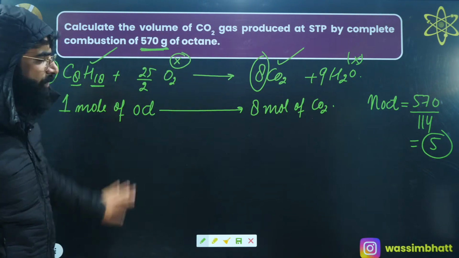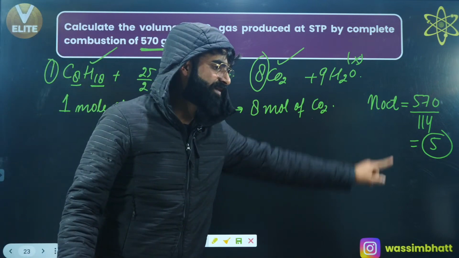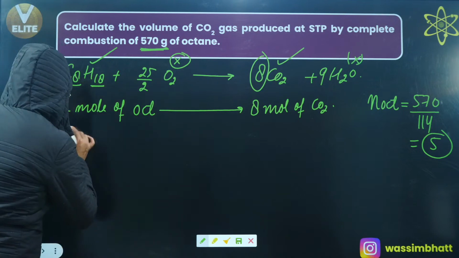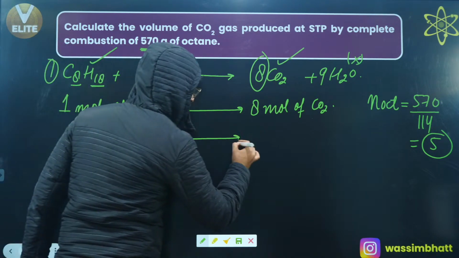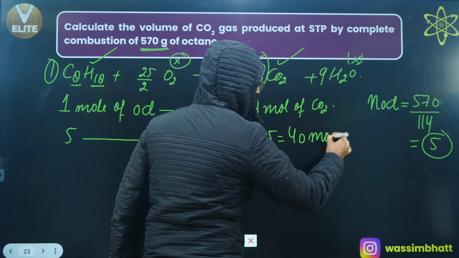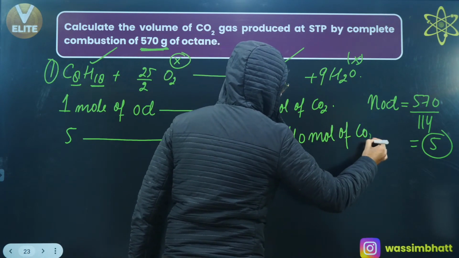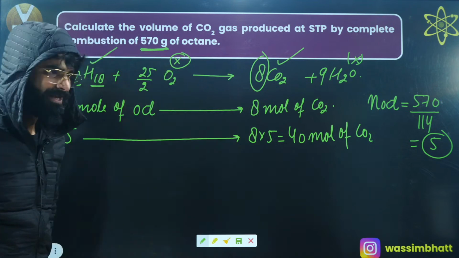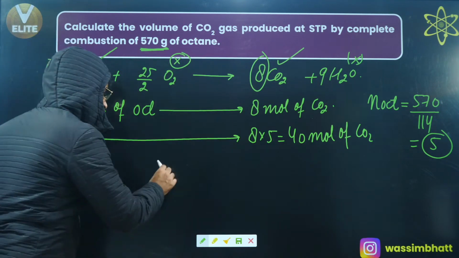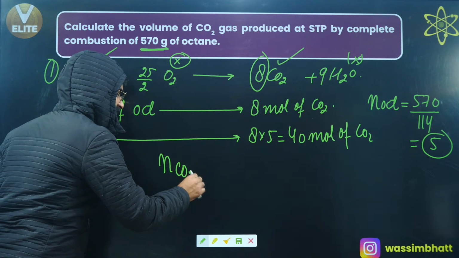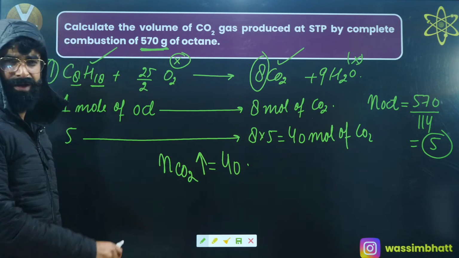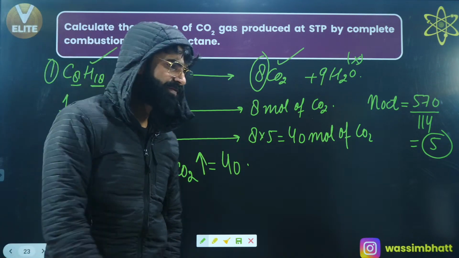Do I have only 1 mole of octane? No, I have got some 5 moles of octane. If 1 mole of octane is giving 8 moles of carbon dioxide, can I say 5 moles of octane are going to give me 8 multiplied by 5? The value comes out to be 40 moles of octane. Sorry, 40 moles of carbon dioxide. So basically, I got to know the number of moles of carbon dioxide which are being liberated. And how many moles of carbon dioxide are being liberated? 40.